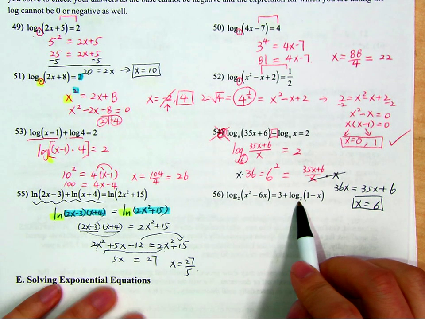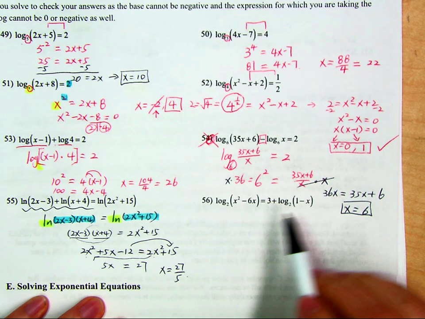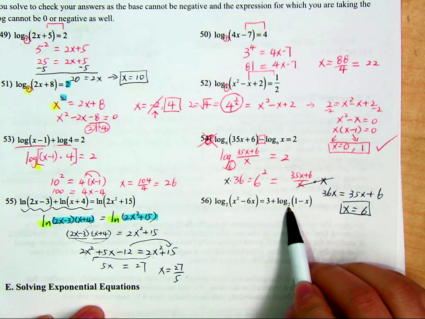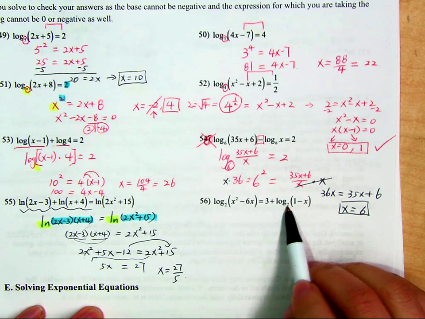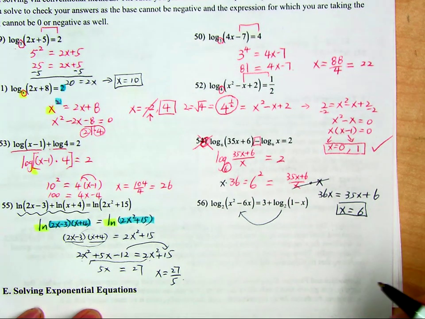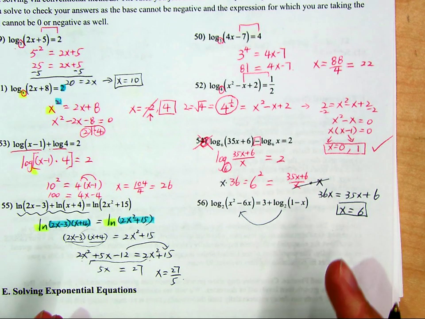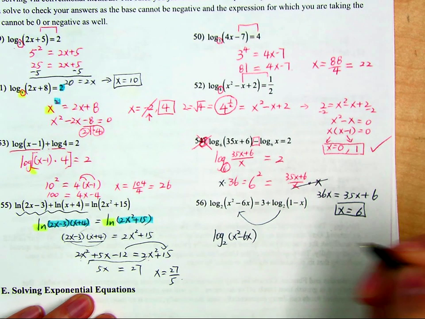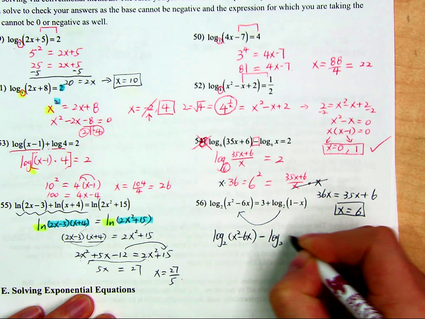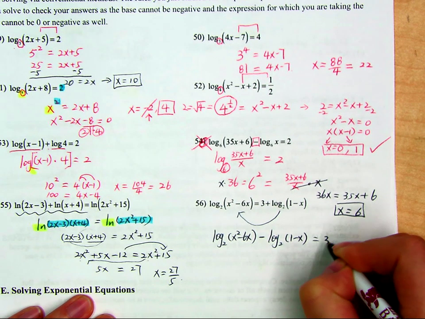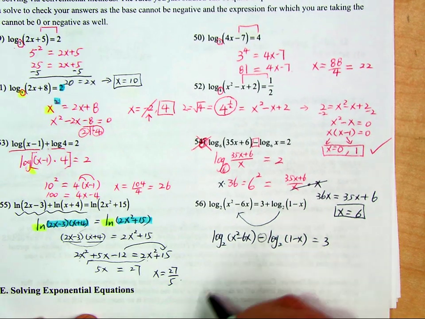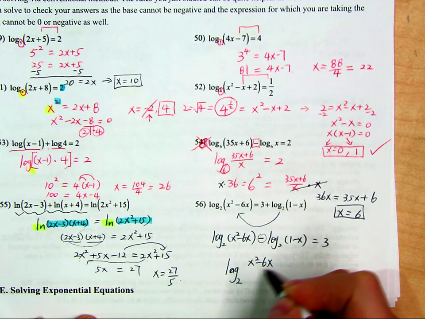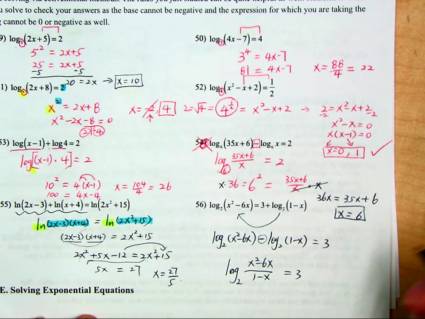For this one, we have 1 log on this side and a number on the other side, also another log on the other side. So there are multiple ways to do it, but the easier way is we move this log over to the left side. We're trying to put all the logs on one side of the equation. So I have log base 2 of x squared minus 6x, subtract log base 2 of 1 minus x, and equal to 3. When we have a subtraction, we should do division. So we have x squared minus 6x over 1 minus x equal to 3.